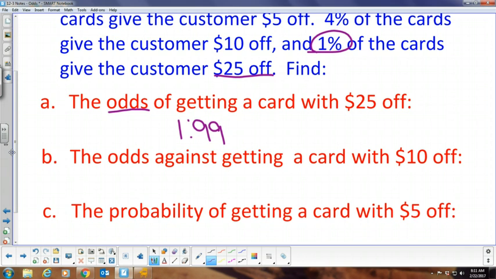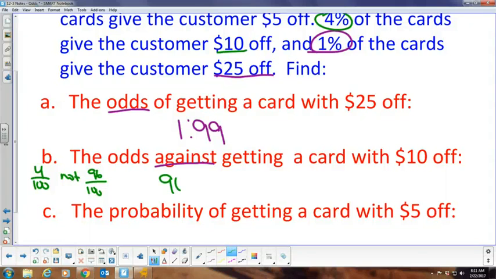The next one says the odds against getting a card with $10 off. So what's the chance of getting a card with $10 off? It's 4%, so the chance of getting a card with $10 off would be 4 out of 100. Does that make sense? 4 out of 100, that's the chance of getting that card. They're asking for the chance of not getting the card. So if getting the card probability is 4 out of 100, not getting it would be 96 out of 100. So what would be the odds against?